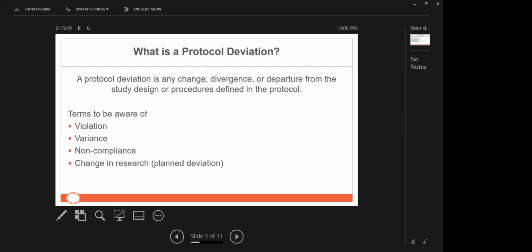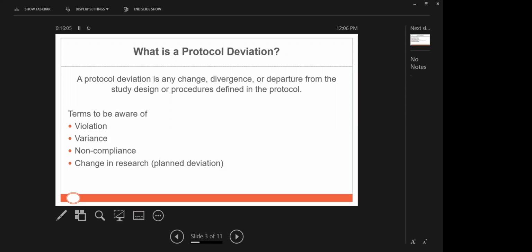So let's start off with the definition. What is a protocol deviation? The ICH definition is that a protocol deviation is any change, divergence, or departure from the study design or procedures defined in the protocol.